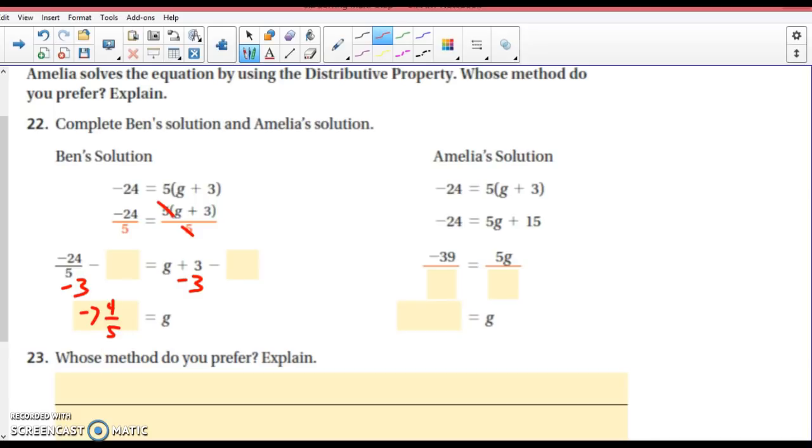Now, this one, Amelia, same exact problem, but she chose to distribute the 5 first. When she does that, she gets 5g plus 15. Then subtract 15 from both sides. Negative 24 minus 15 is negative 39. Divide both sides by 5, and negative 39 divided by 5 is negative 7 and 4 fifths. Personally, I think with these numbers, distributing worked out better because we don't have to deal with this fraction here.